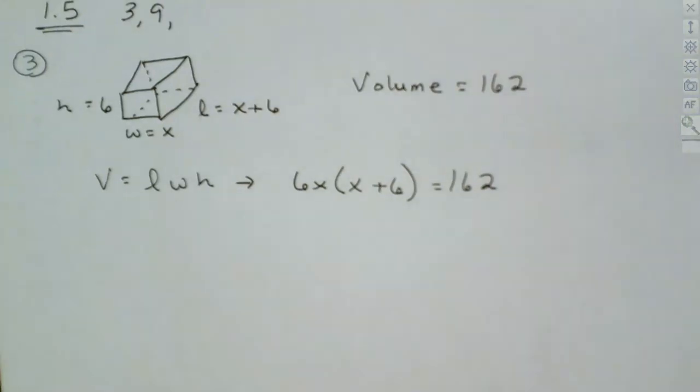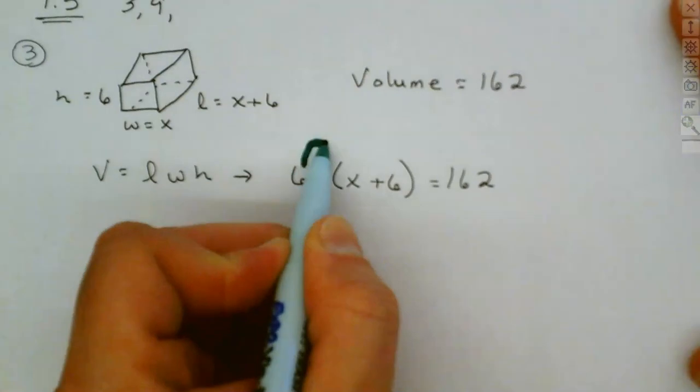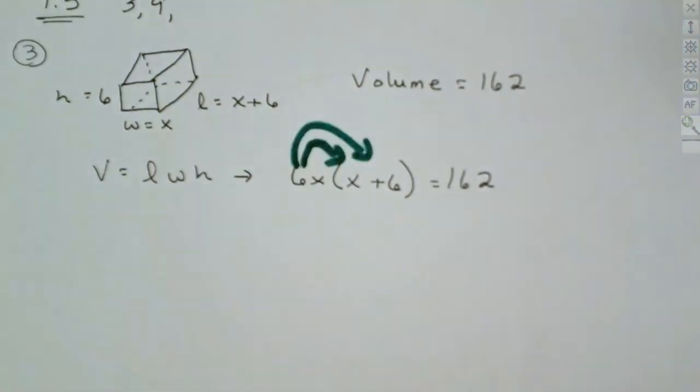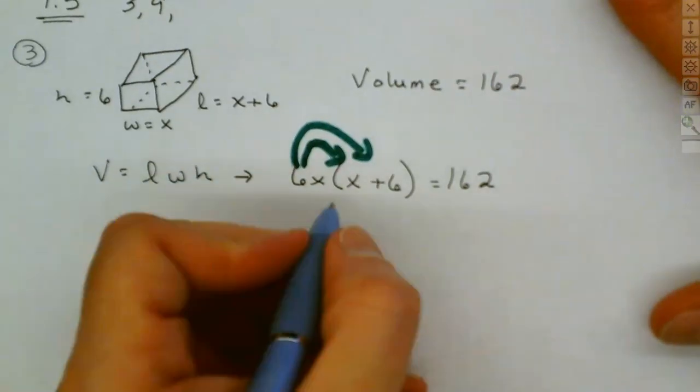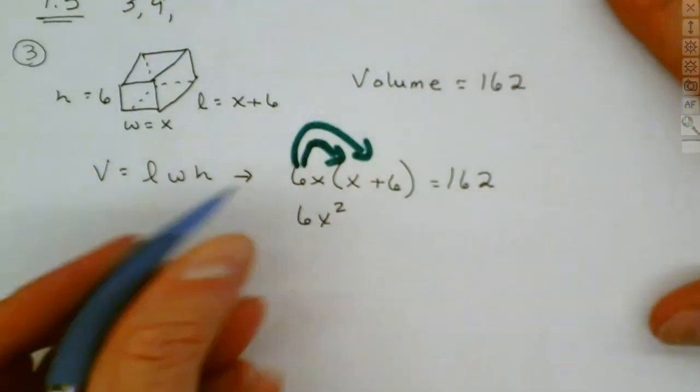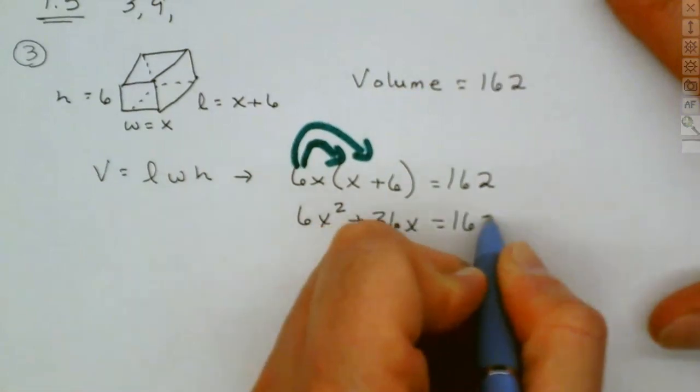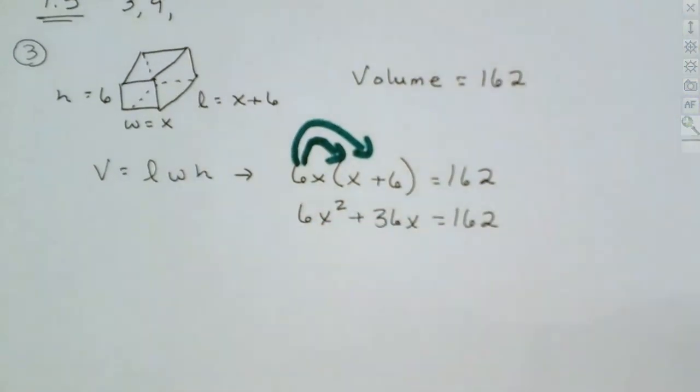How do we solve this? Well, first thing, we notice that we've got to distribute. And when we distribute that 6x through, it now becomes a quadratic. So that gives me 6x squared plus 36x equals 162. Remember, there are two types of equations, linear and nonlinear.